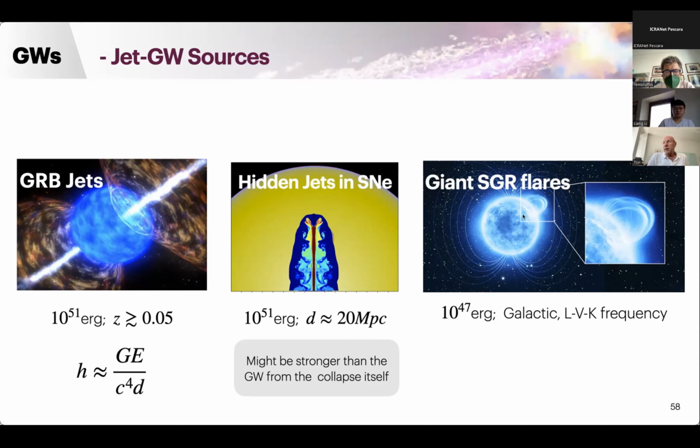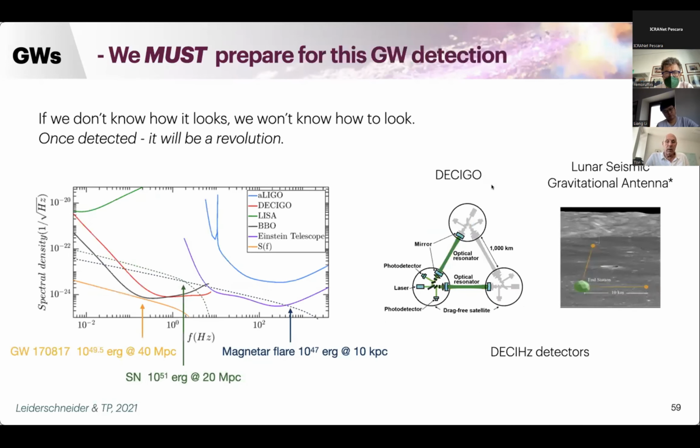And then a very speculative idea is that sometimes we have a giant SGR flare with 10 to the 47 ergs, but this is galactic. So it's less energy, but it is galactic. And if this is beamed, and we don't know how much beamed it is, if it is beamed, then we may be able to detect it. And this may even be in the frequency range of LIGO. So detectability is something like this.